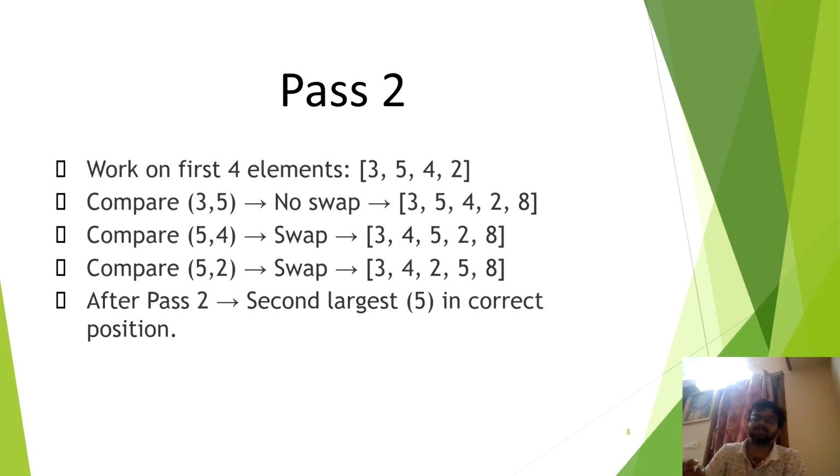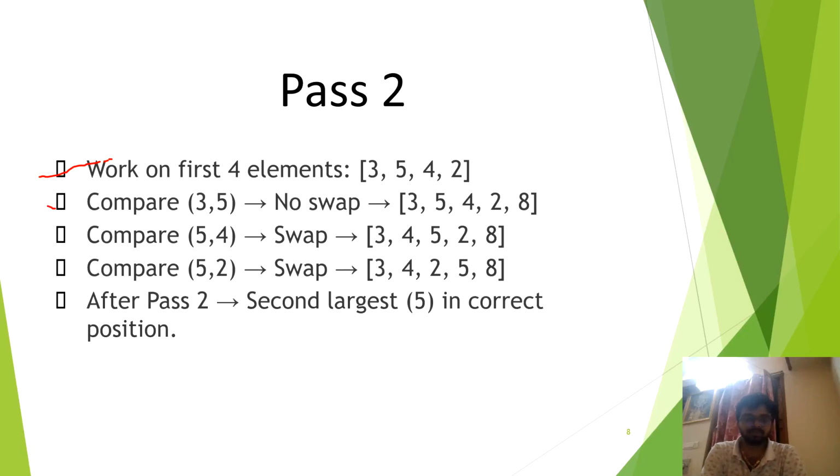What is the first step we have to do? Compare the first two elements. We are comparing 3 and 5. Obviously here the first element is smaller than the second element. So what do we do? No swapping. So we are writing the same set of elements again: 3, 5, 4, 2, 8. So the first two points are clear for us.